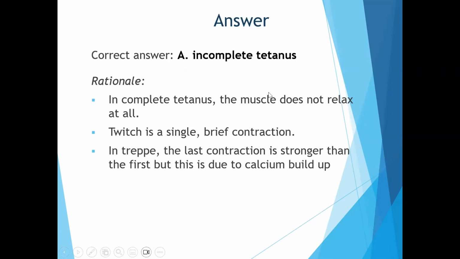All right, the correct answer for this one is an incomplete tetanus. The key word there was partial relaxation, so that keys you into incomplete tetanus. If it said no relaxation, then complete tetanus would be correct. A twitch is just one brief one, whereas incomplete tetanus is a series building on each other. And then treppe is somewhat similar to incomplete tetanus in terms of the contractions building on one another. But in treppe, it's due to the calcium buildup, not the only partial relaxation.